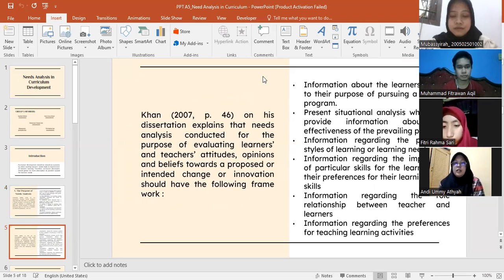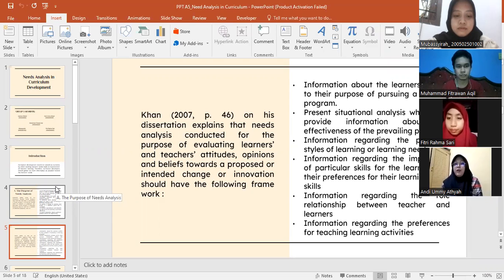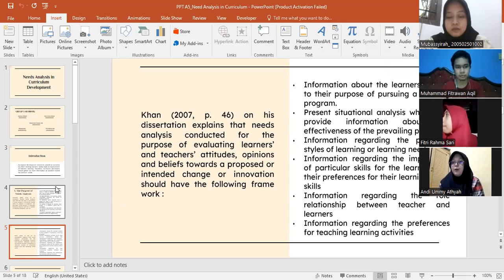Also Khan 2007, on page 46 of his dissertation, explained that needs analysis conducted for the purpose of evaluating learners' and teachers' attitudes, opinions, and beliefs towards a proposed or intended change or innovation should have the following framework. The first one is information about the learners related to their purpose for pursuing a learning program. The second is present situational analysis, which may provide information about the effectiveness of the prevailing program.